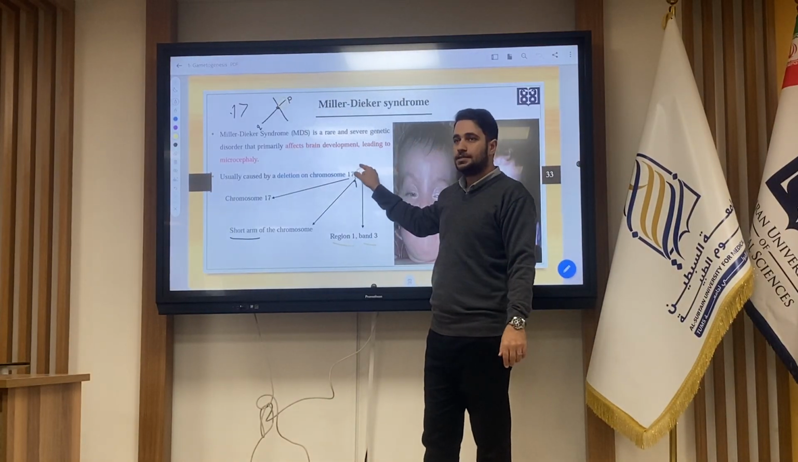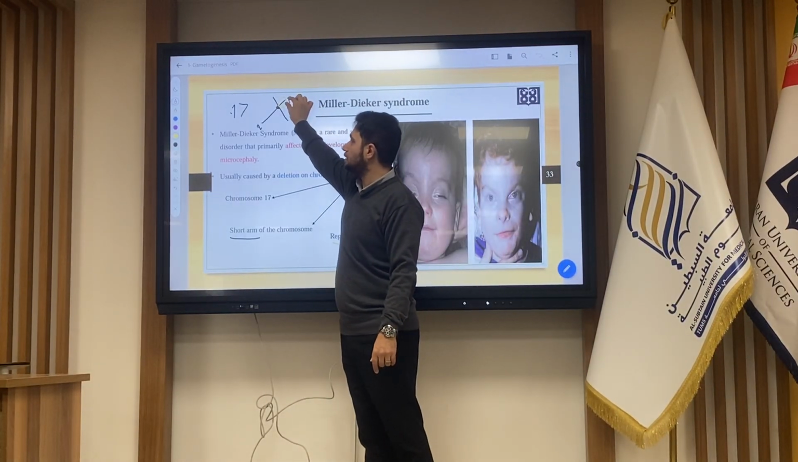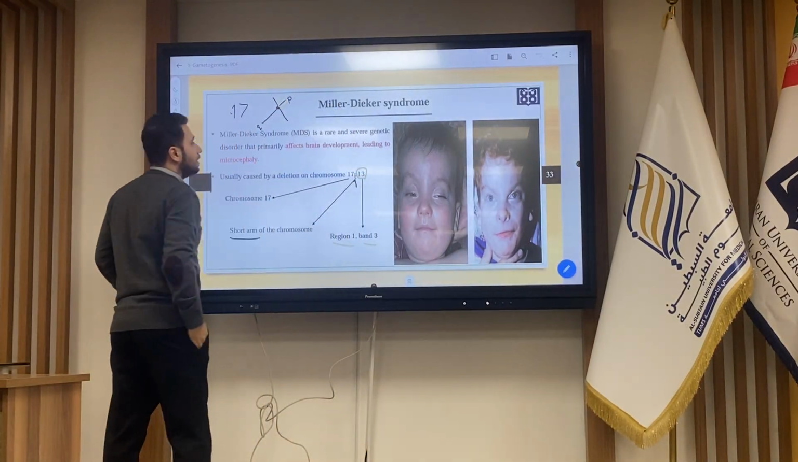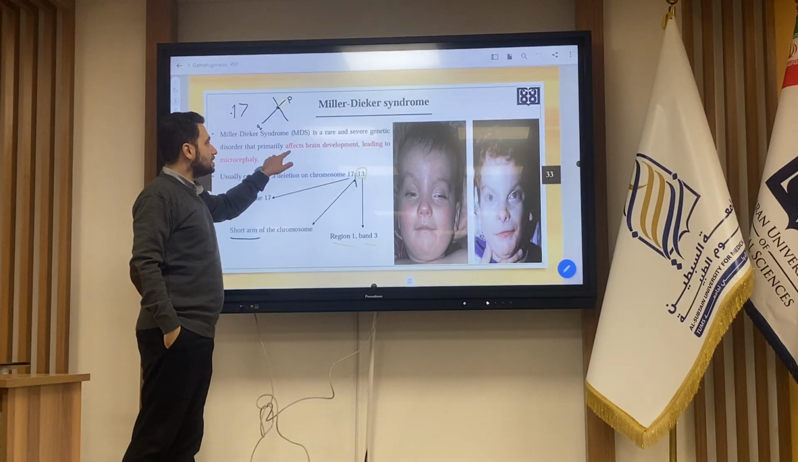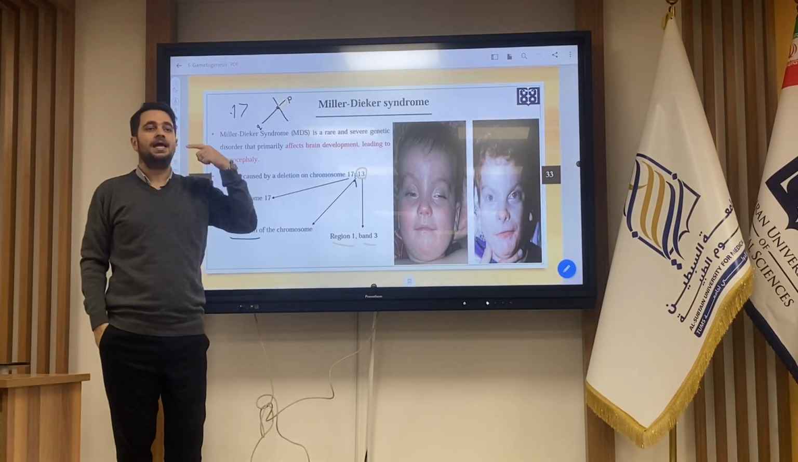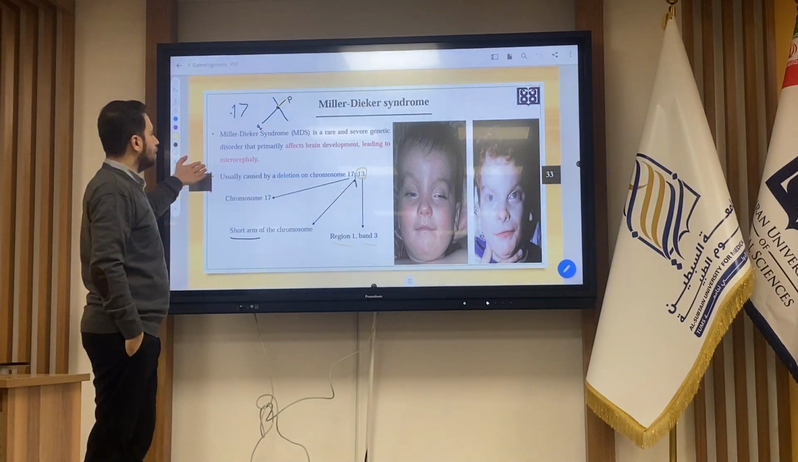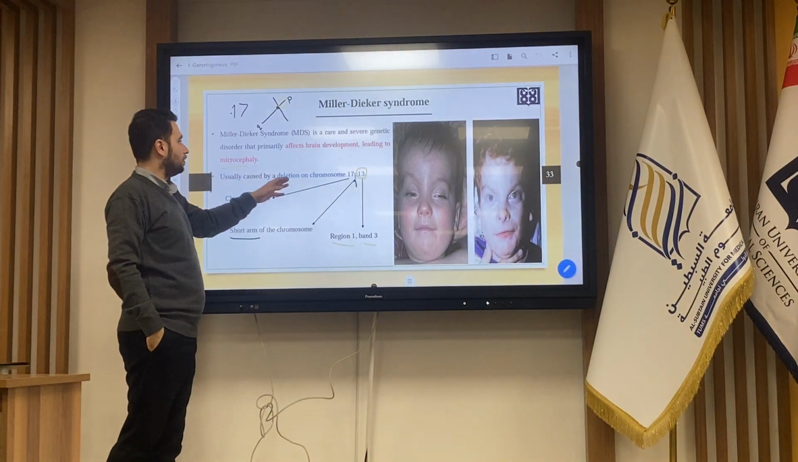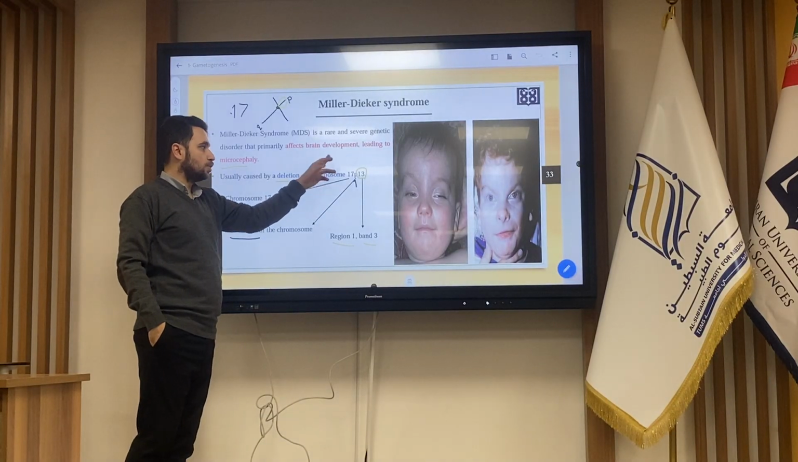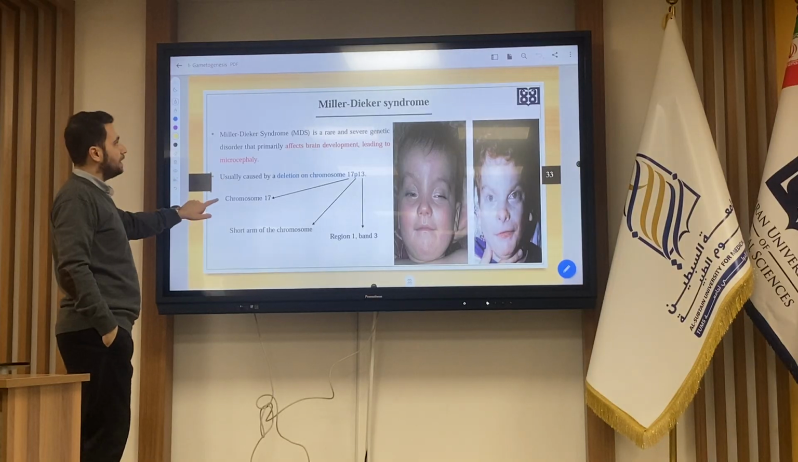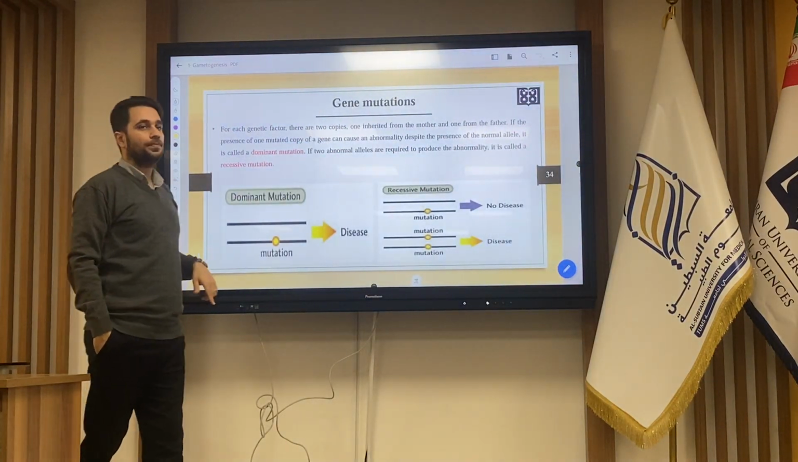And this one, the 13, is related to one part of this short arm. So what happened in Miller-Dicker syndrome? This is affecting brain development, so it is again mental, okay? And you are seeing that they have microcephaly, and also I told you about the deletion on the chromosome of this number I told you. This is the Miller-Dicker syndrome.